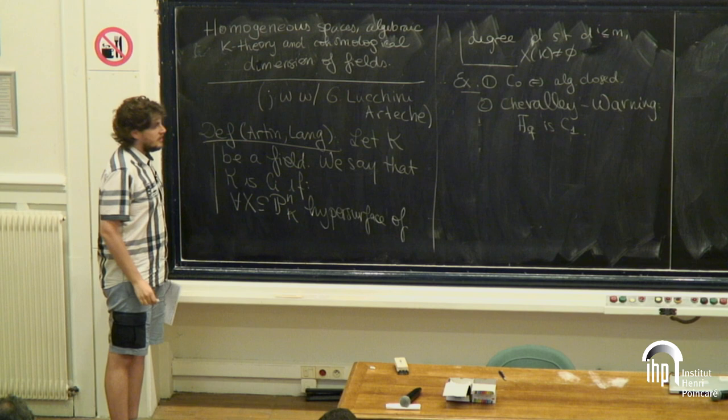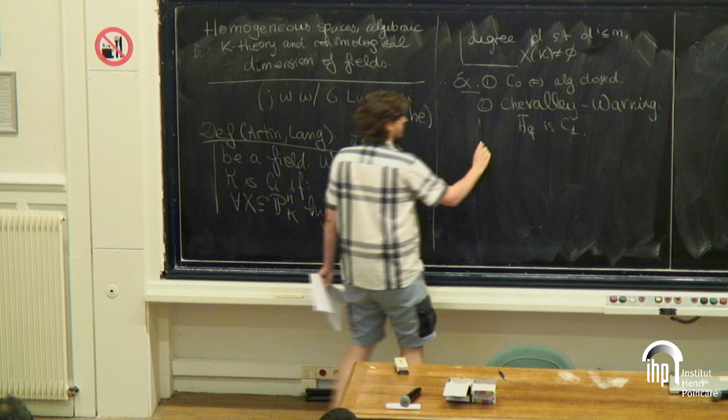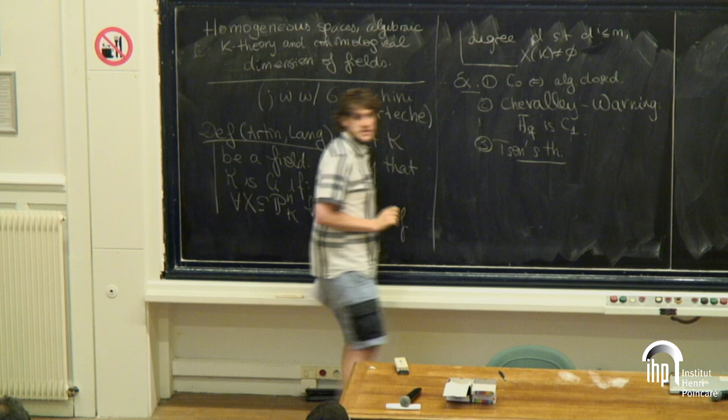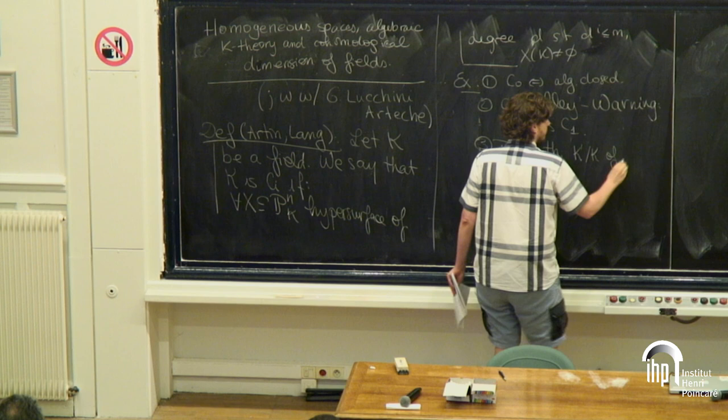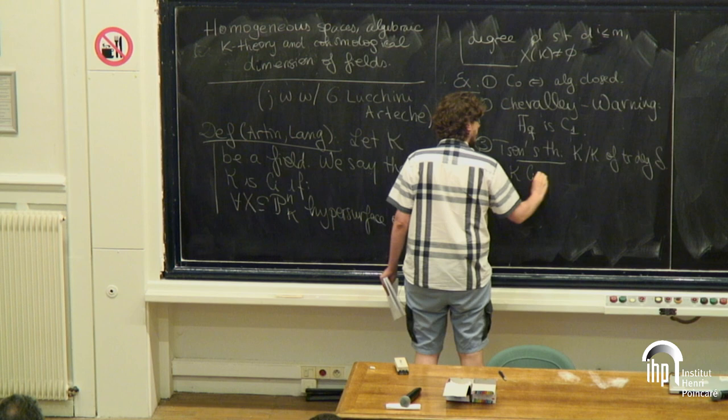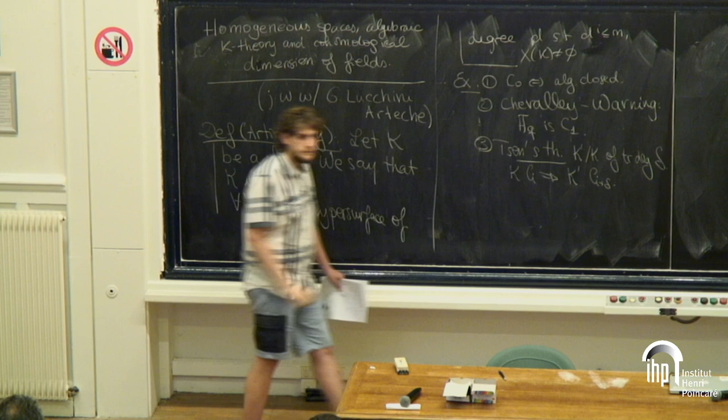Then there are also some transition theorems. So for example, we have the theorem due to Lang and Nagata, which allows us to understand what happens when one takes some extension of finite transcendence degree. So more precisely, let's consider K' over K of transcendence degree, let's say delta. And if K is C_i, then K' will be automatically C_{i+delta}.